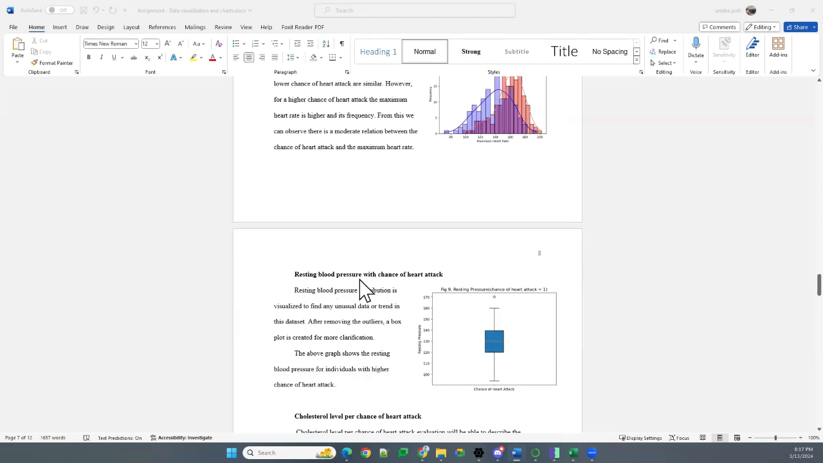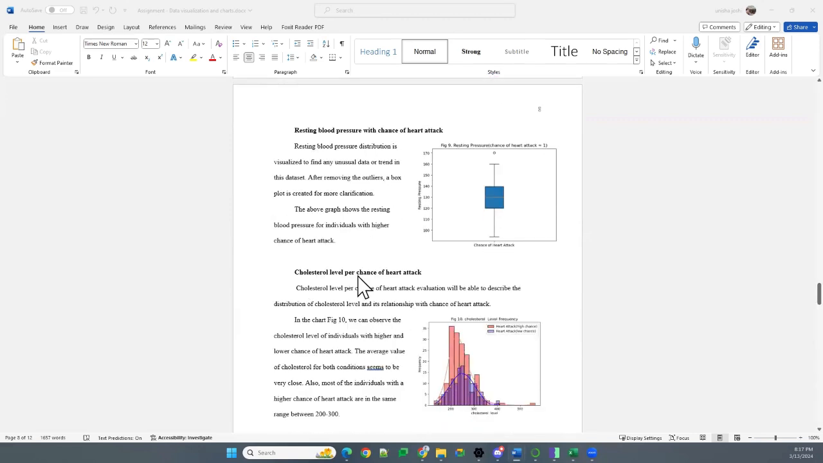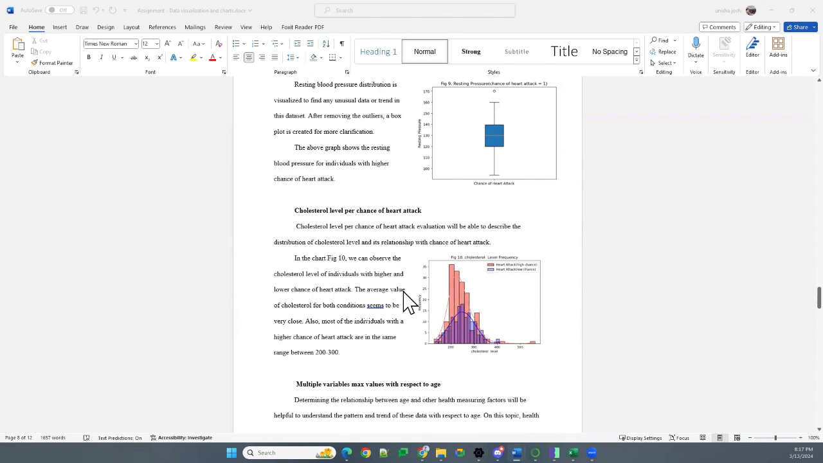Now let's see the resting blood pressure with chance of heart attack. I have plotted a box plot to understand resting blood pressure for the population who has a chance of heart attack equal to 1. Now let's see the cholesterol level per chance of heart attack. This cholesterol level and maximum heart rate have a similar kind of plot. If you see the cholesterol level, the average cholesterol level for both low chance and high chance are almost similar.